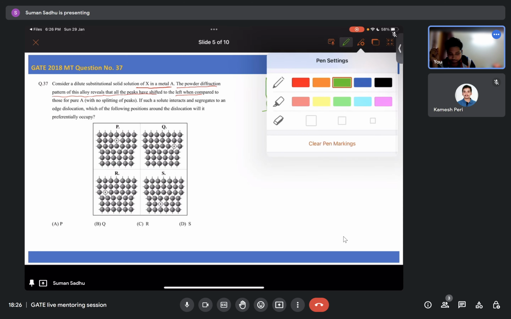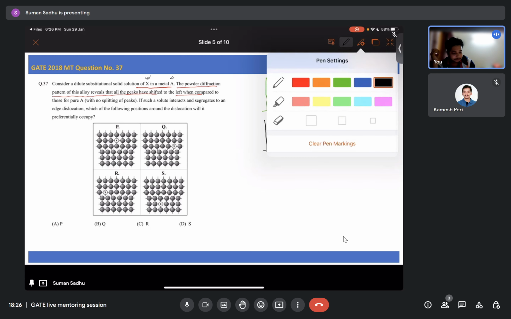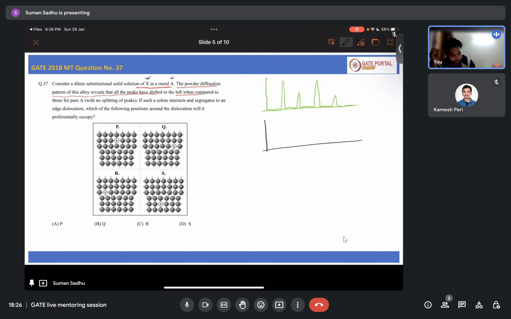Now after addition of the element X to metal A, it is mentioned that your peaks are shifted a little bit left. So the earlier location was this one, and now all the peaks have been shifted a little bit left. So your peak distribution will be something like this. Now, if such a solute interacts and segregates to an edge dislocation, which one of the following positions around the dislocation will it preferentially occupy?